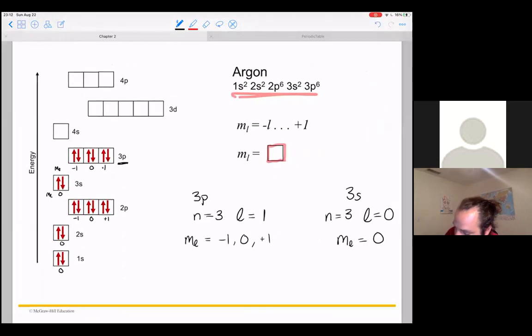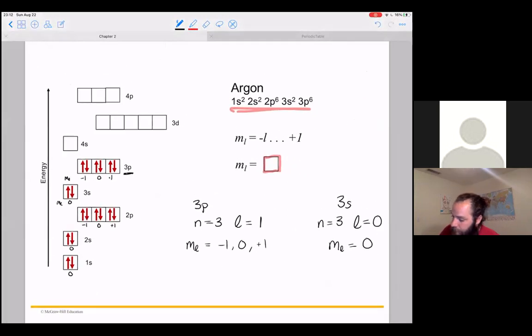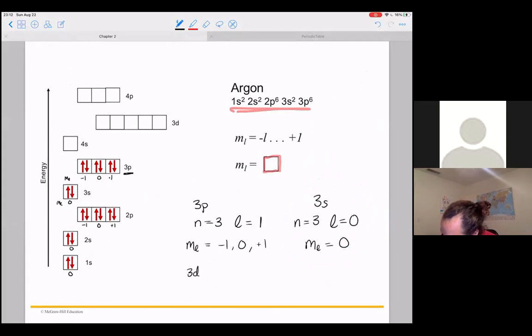I have a 3d on here. Yep. So for the 3d, I again have n equals 3. L now equals 2, which means that M sub L can be -2, -1, 0, 1, or 2. So if I wanted to go in and label these boxes here, -2, -1, 0, 1, or 2.